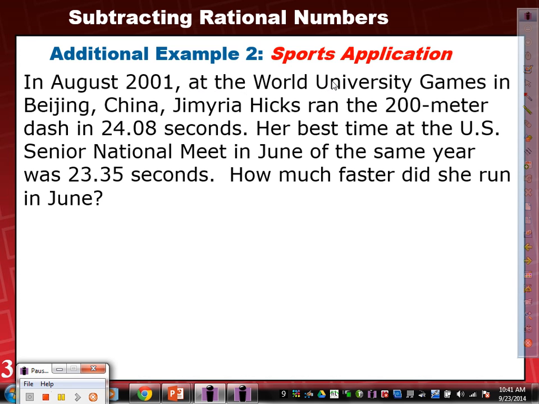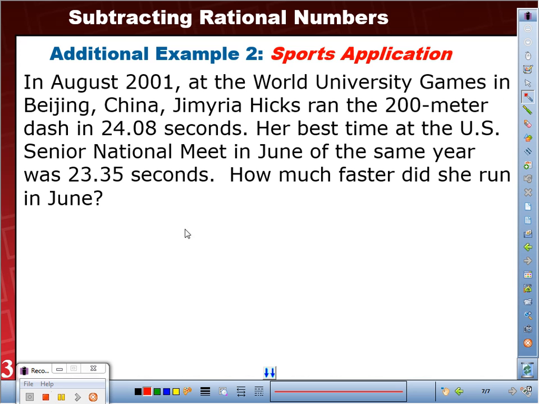In August 2001 at the World University Games in Beijing, China, Jamira Hicks ran 200-meter dash in 24.08 seconds. So she ran that in 24.08. Her best time in the U.S. Senior National Meet in June of the same year was 23.35. How much faster did she run in June? So what do I need to do? Subtract. So therefore, check this out. 24.08 minus 23.35. Do we know the process for this?